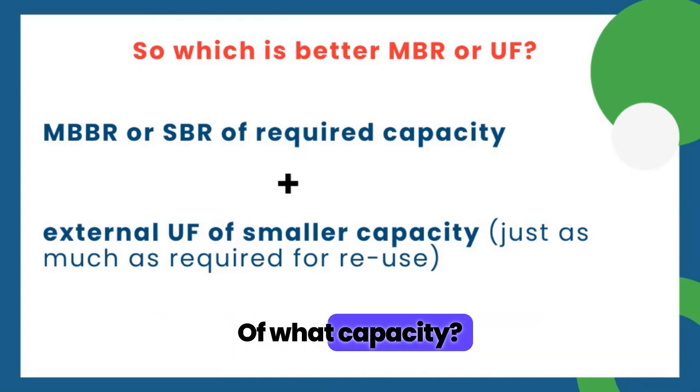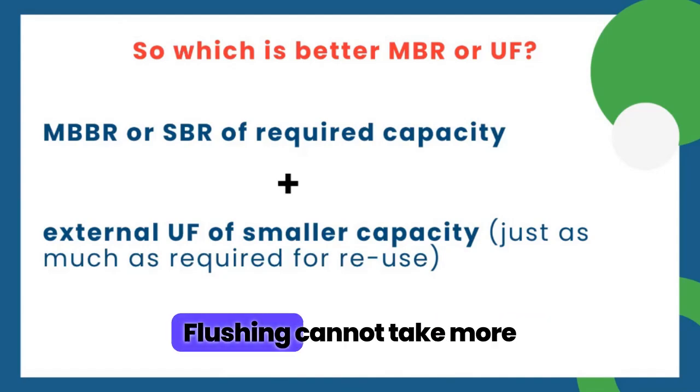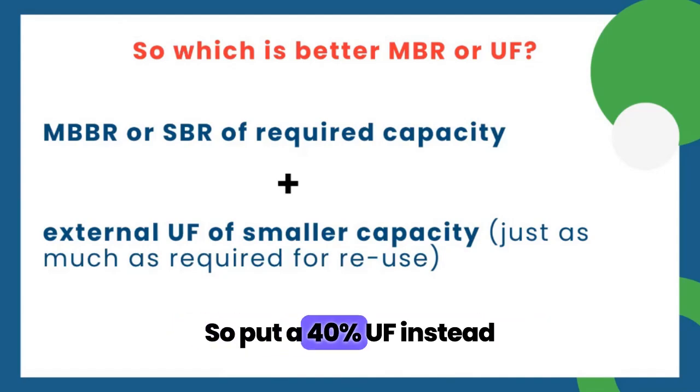Of what capacity? Whatever is your intended reuse. You want to reuse it for flushing. Flushing cannot take more than 30% of sewage. So put a 40% UF. Instead of 30%, go for a 40%.